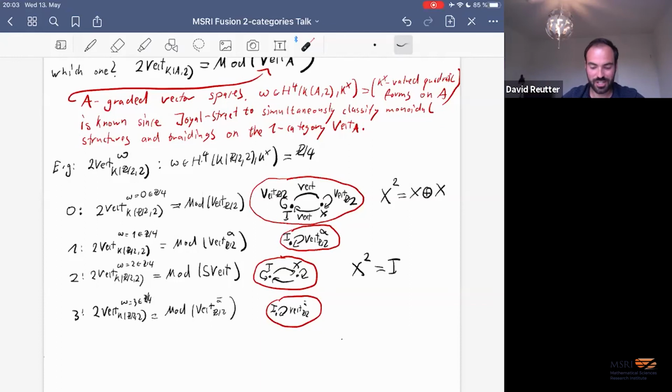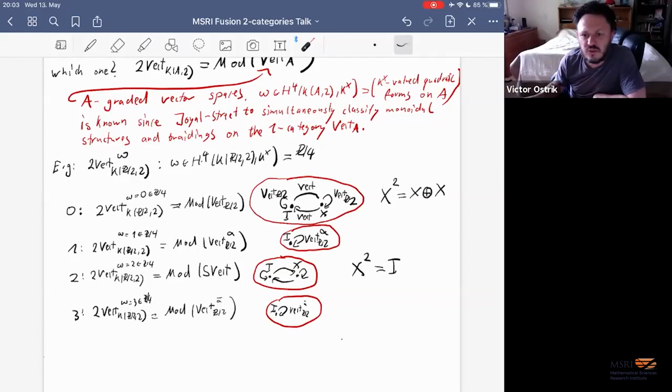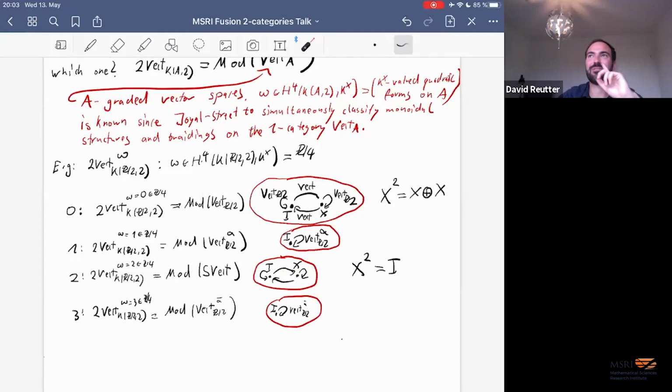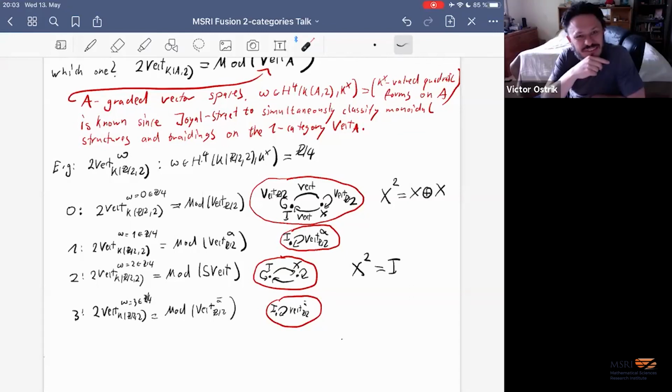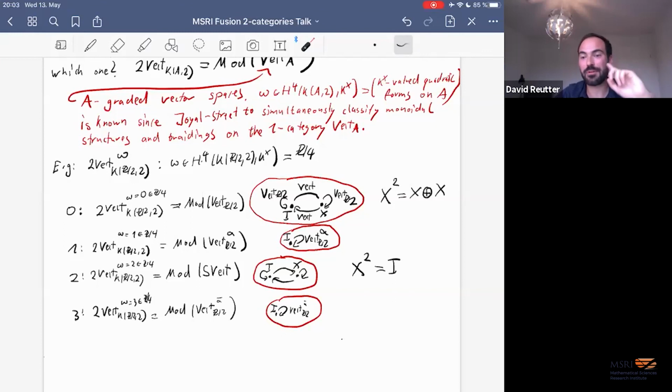You get something which is definitely a multi-fusion category. For example, you have this equality x squared equals x plus x. This cannot happen in a multi-fusion category, so it's not quite a fusion category. Its idempotent completion would be a multi-fusion category. So it's something like a non-idempotent complete version.